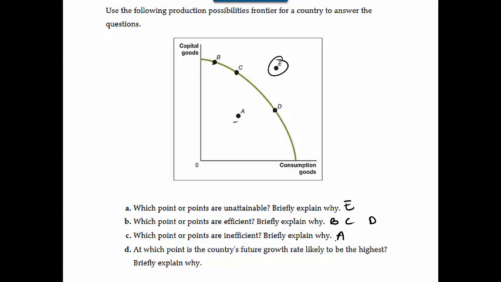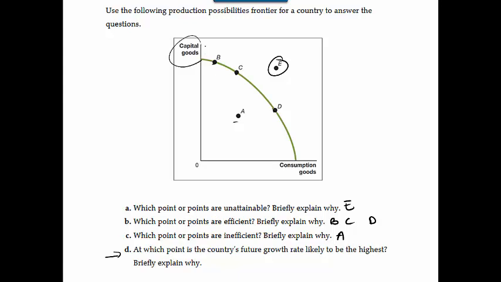Now, here's my favorite part of this question. At which point is the country's future growth rate likely to be the highest? Now, to look at this, we can say B, C, and D are all technologically efficient. We cannot say which one of those points is better. Remember, we talked about technological efficiency and allocative efficiency. So the PPF curve can show you all of these points are technologically efficient, but it can't tell you which one's allocatively efficient or which one's better, okay?